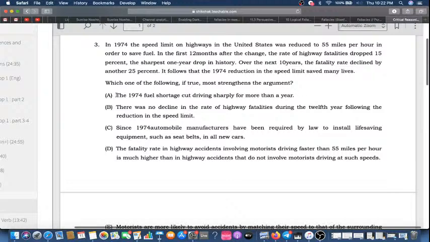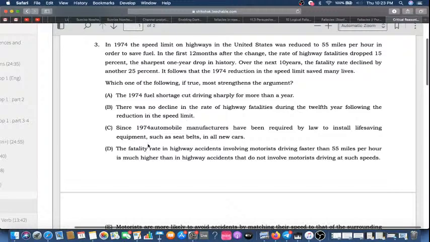Let me go through all the options quickly. Option A says the 1974 fuel shortage cut driving sharply for more than a year. If you take this to be true, once again it attacks the argument, not strengthens it. But even that, it does not do too well because it happened for 1 year, but over the next 10 years the fatality rate declined by another 25%. So it wasn't just a one-time thing, it happened for like 10 years. So A is definitely not going to work for me, right?